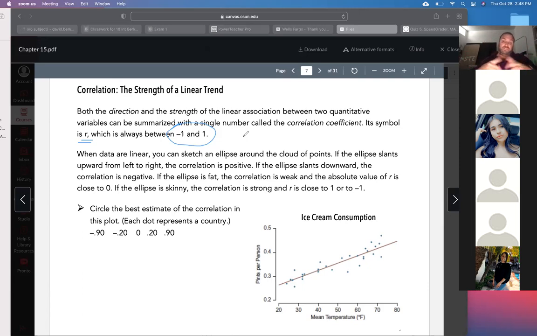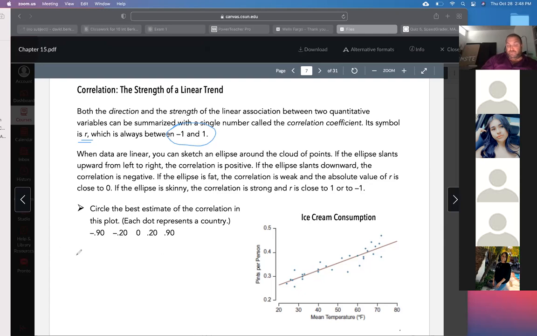So 0 is the worst. 0 is the blob of points that has no linearity whatsoever. The closer it is to 1 or -1, the stronger is the correlation. So this one here, ice cream consumption. As the temperature of the day goes up, the amount of ice cream per person eaten also goes up. Seems reasonable. People like ice cream on a hot day.